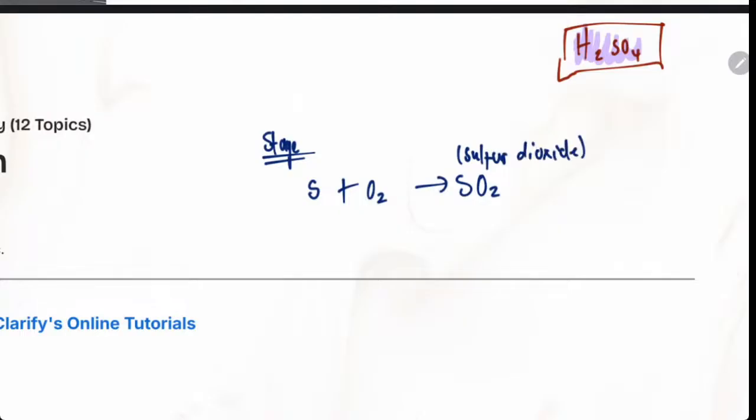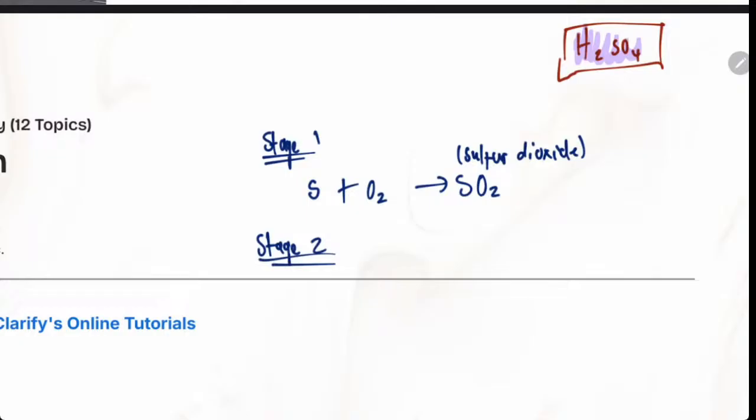So we get sulfur in stage 1. We need sulfur and oxygen. They stand alone. We know that sulfur is a solid plus oxygen. We need them. And what will form is called sulfur dioxide. This is stage 1. Then we go to stage 2.